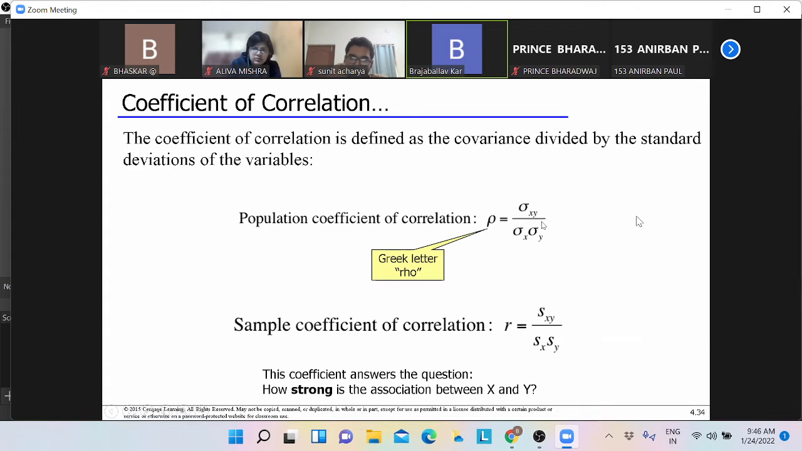So if you notice, suppose we find something is normally distributed, we convert it to standard normal form by dividing it with the standard deviation. So similarly, when we are talking about population coefficient of correlation, we are dividing it by the standard deviation of the parameters. So that is our correlation.